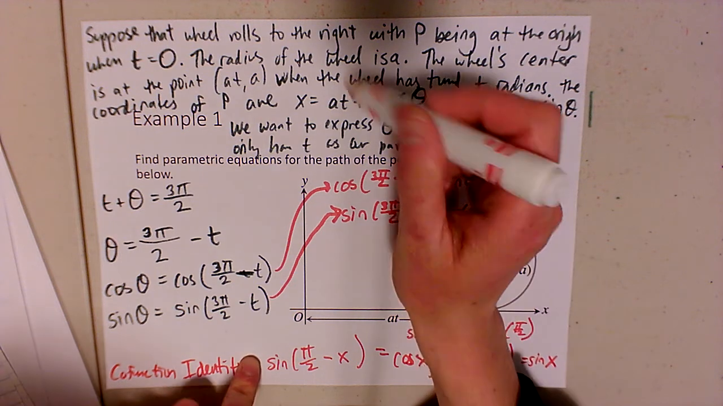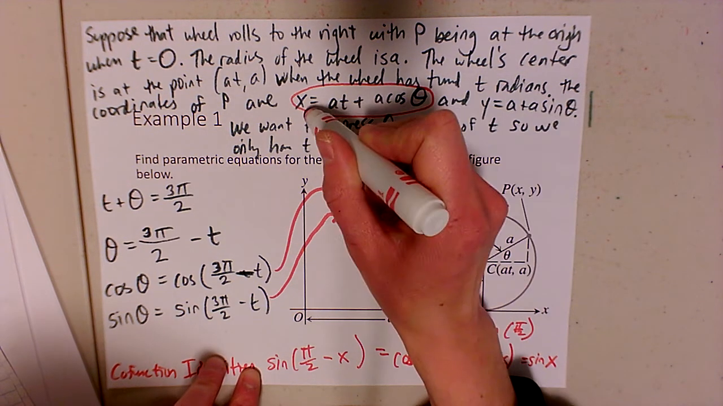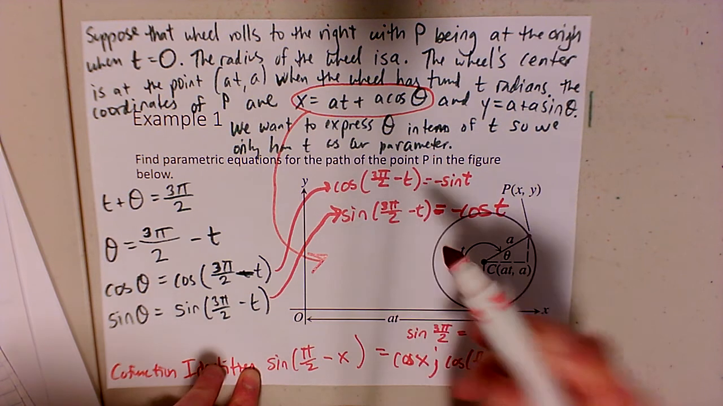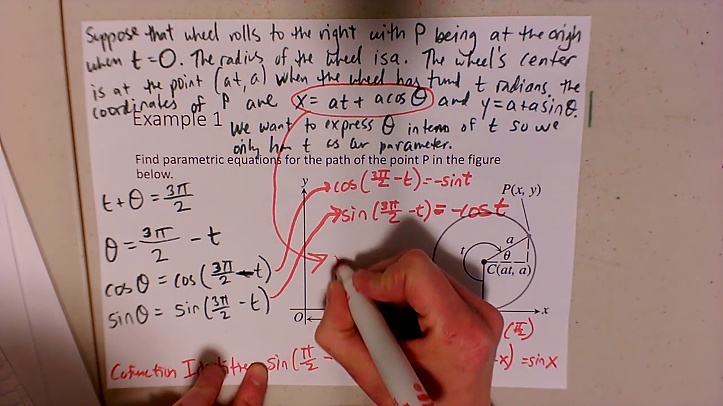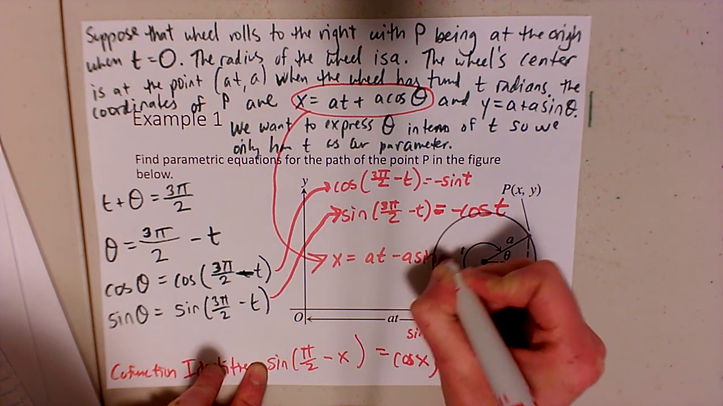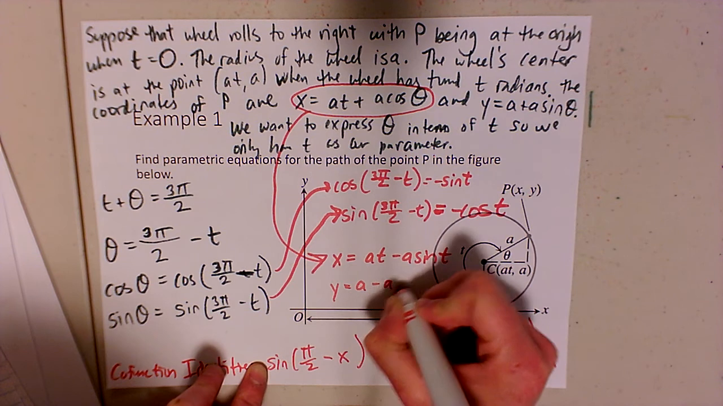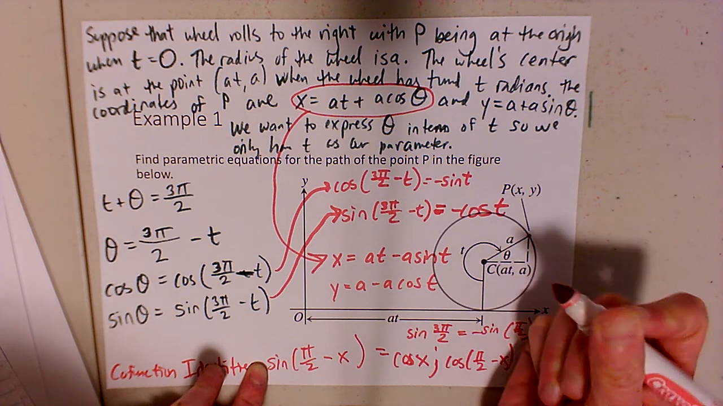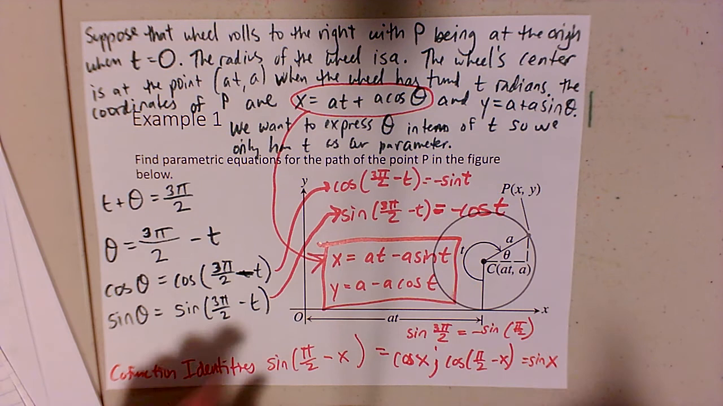So then if we take this bit down here and use this relationship, this co-function identity that we just talked about, we can say x is at minus a sine t, and y is a minus a cosine t. And those are your answers to example 1.